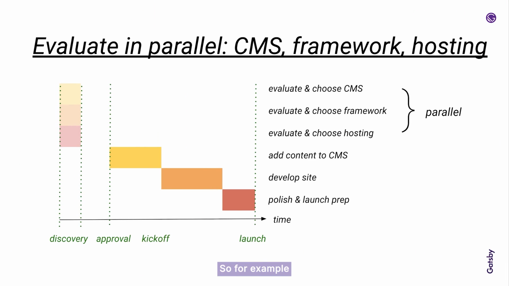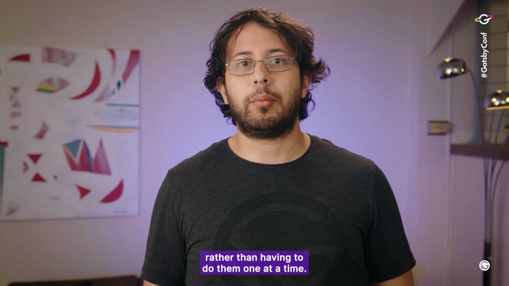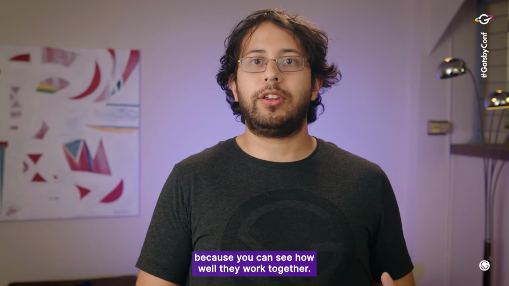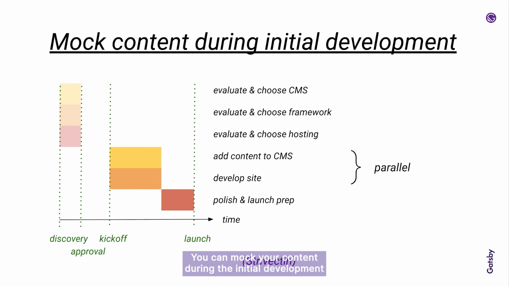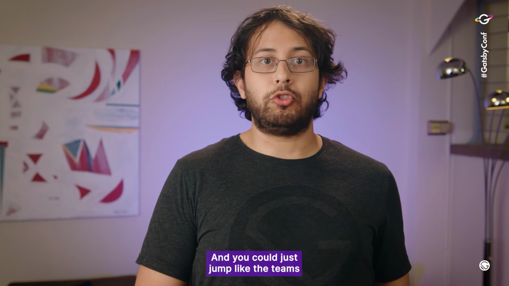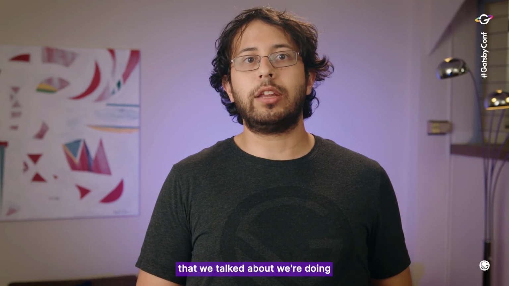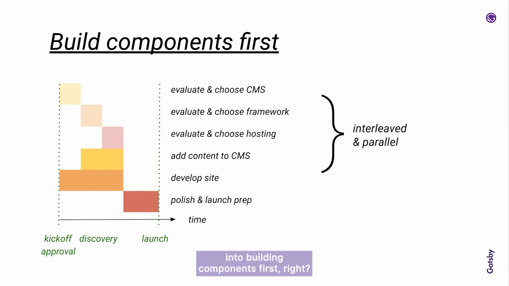So for example, you could evaluate these different systems in parallel. You could evaluate your CMS, your framework, your hosting at the same time, rather than having to do them one at a time. And often it's better that way because you can see how well they work together. You can mock your content during the initial development, which lets you parallelize adding content to your CMS with developing your site. And you could just jump, like the teams that we talked about were doing, into building components first, right? And evaluating along the way these are the other parts of your website, interleaving and parallelizing these project steps.